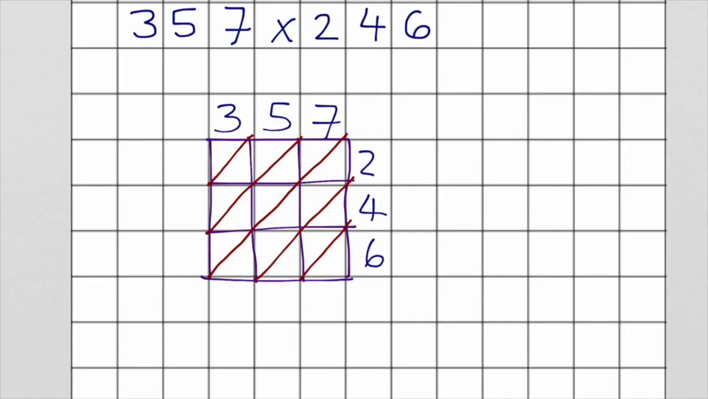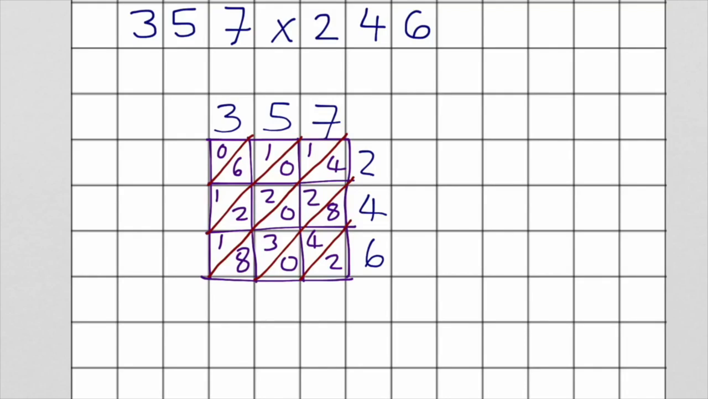Let's use purple. Okay, so 7 times 2 is 14. 7 times 4 is 28. 7 times 6 is 42. 5 times 2 is 10. 5 times 4 is 20. 5 times 6 is 30. 3 times 2 is 06. 3 times 4 is 12. 3 times 6 is 18.